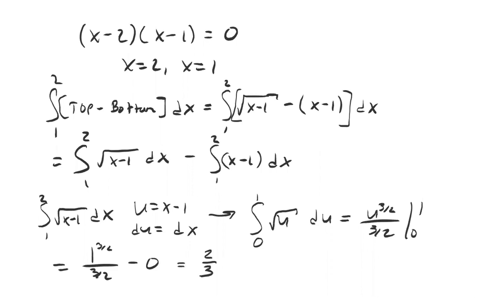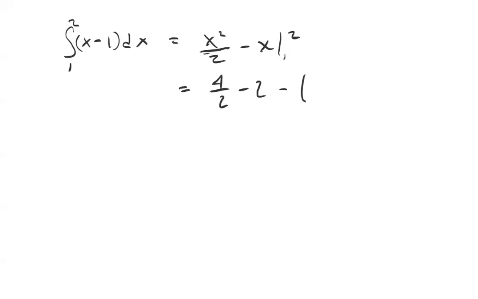For the second one, we have the integral from 1 to 2 of x minus 1 dx. This one's a little easier to do. We can do this directly: x squared over 2 minus x evaluated from 1 to 2. When I plug in 2, I get 4 divided by 2 minus 2. When I plug in 1, I get 1/2 minus 1. This is 2 minus 2, which is 0, minus 1/2 plus 1. So this is 1/2.